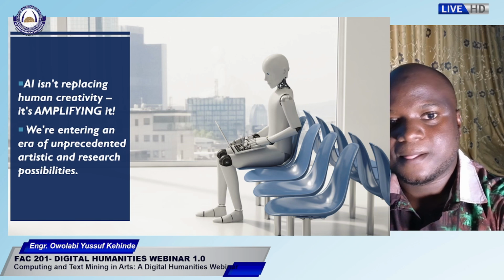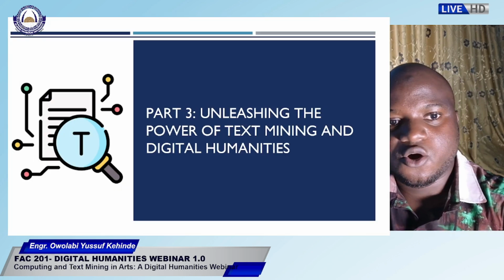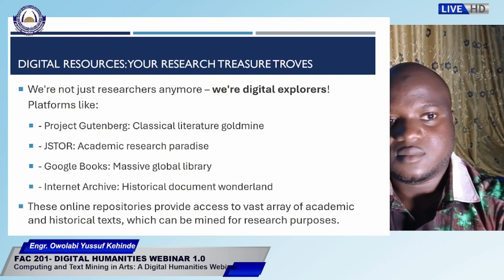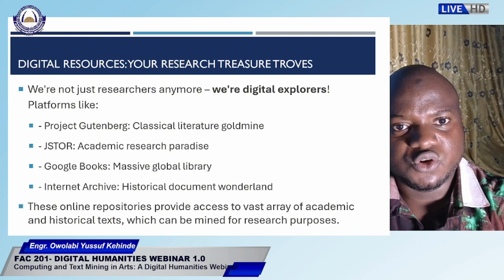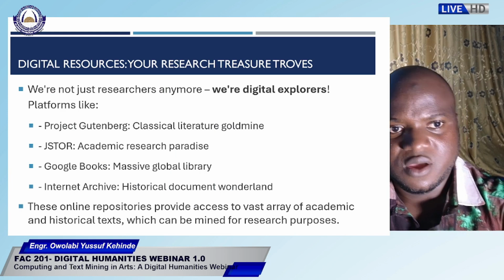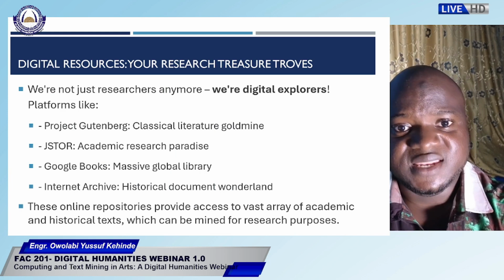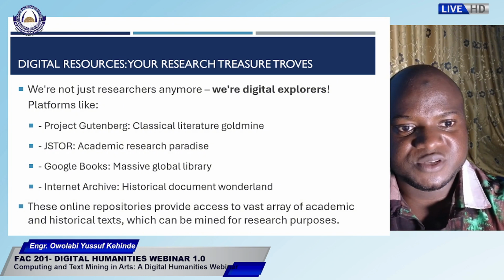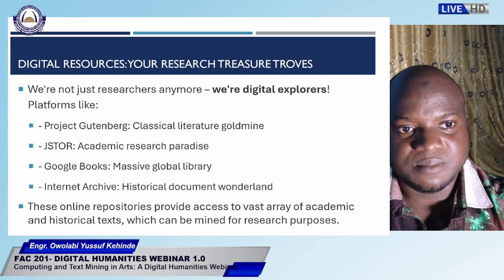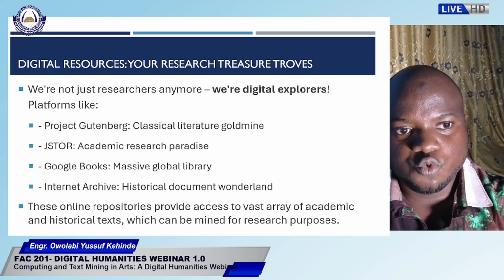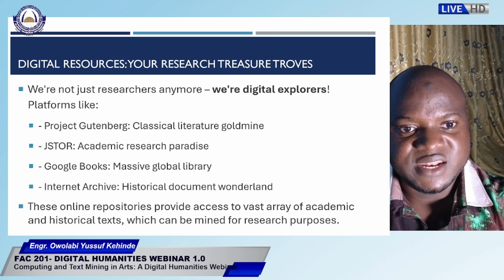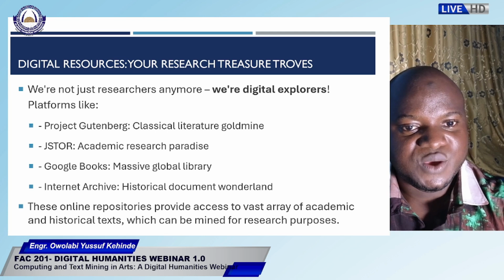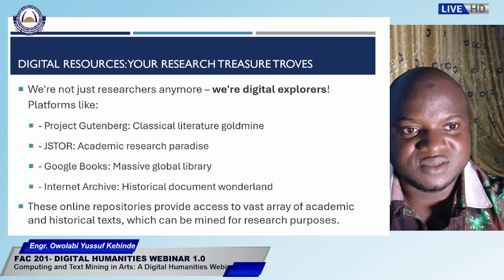So, part 3, unleashing the power of text mining and digital humanities. Digital resources, your research treasure troves. We are not just researchers anymore, we are digital explorers. And we have online repositories like Project Gutenberg, JSTOR, Google Books, and Internet Archive that provide access to a vast array of academic and historical texts, which can be mined for research purposes.